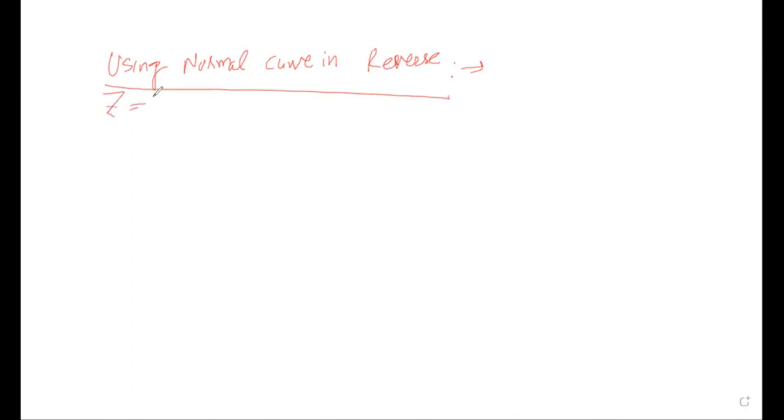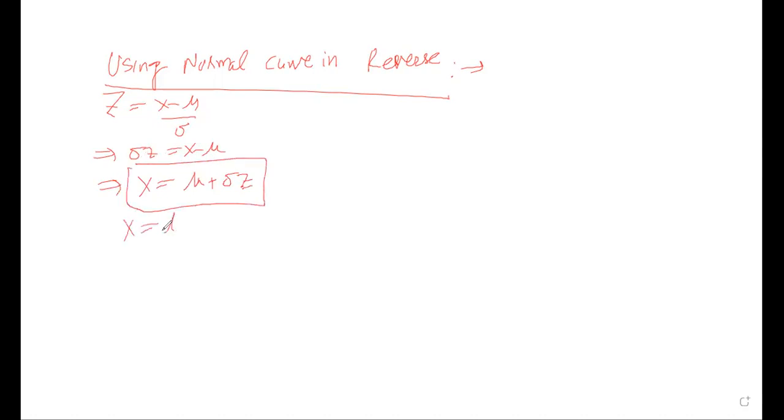Naturally, Z is equal to X minus nu over sigma. So this implies that sigma times Z is equal to X minus nu. So X is equal to nu plus sigma Z. In your book it is mentioned as nu plus sigma Z or Z sigma, whatever you want to say. I think nu plus sigma Z is the right form. X is equal to nu plus sigma Z.